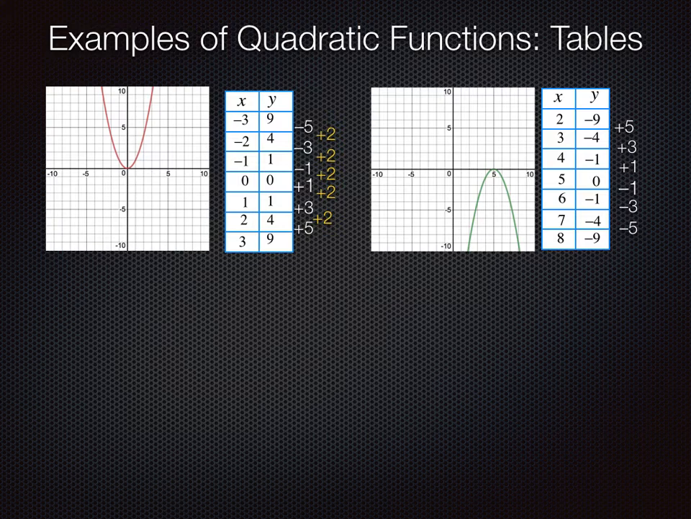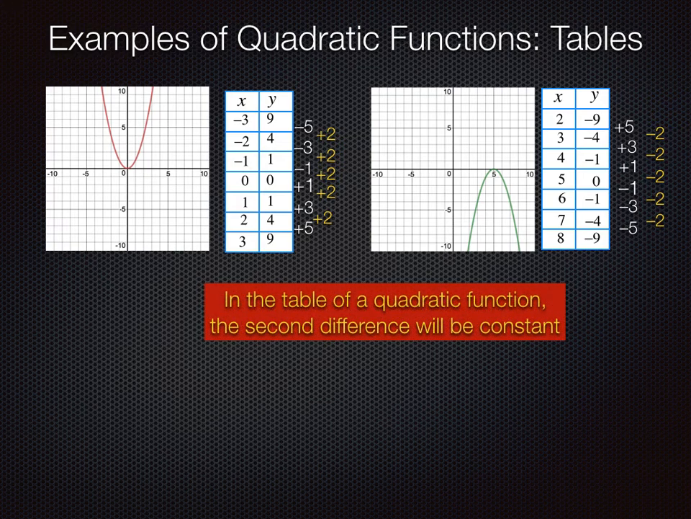So in the first difference, we don't have a constant rate of change. Let's look at the second difference. To go from 5 to 3, I subtract 2. And then subtract 2, subtract 2, subtract 2, and subtract 2. So I'm noticing that in the table of a quadratic function, if I don't have the graph, I don't have the equation, but I am given the table, I know that the second difference will be constant.